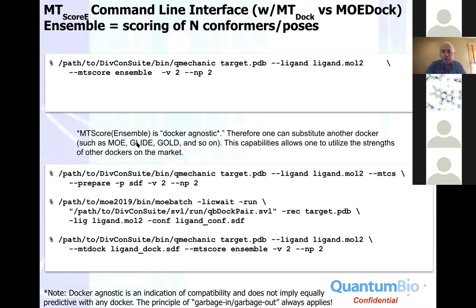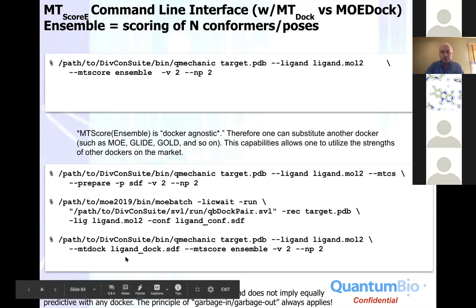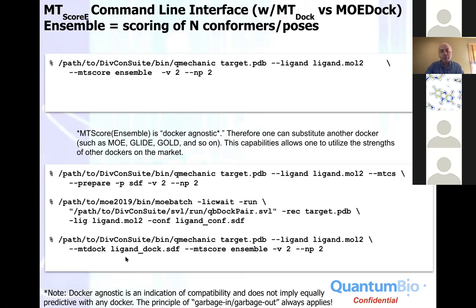Now, I should note, and I've probably said it a couple times, the ensemble is built to be Docker agnostic. But really, there's a note here. Docker agnostic is really an indication of compatibility, and it doesn't imply that this method or any method will be equally predictive for any Docker. It's a key point that the principle of garbage in, garbage out always applies with any method out there.